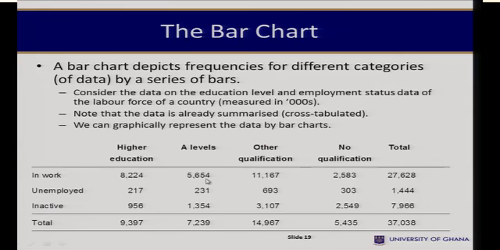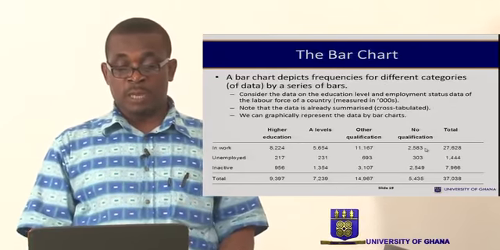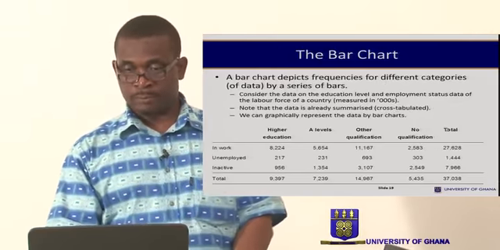5,654 tells us the number of persons with A levels who are working. 11,167 tells us the number of persons with other qualification who are working or employed. And 2,583 tells us the number of persons who have no qualification whatsoever but are working. So this is the data, and in essence, the data is already summarized in a table, and this table is called a cross-tabulated table, okay?